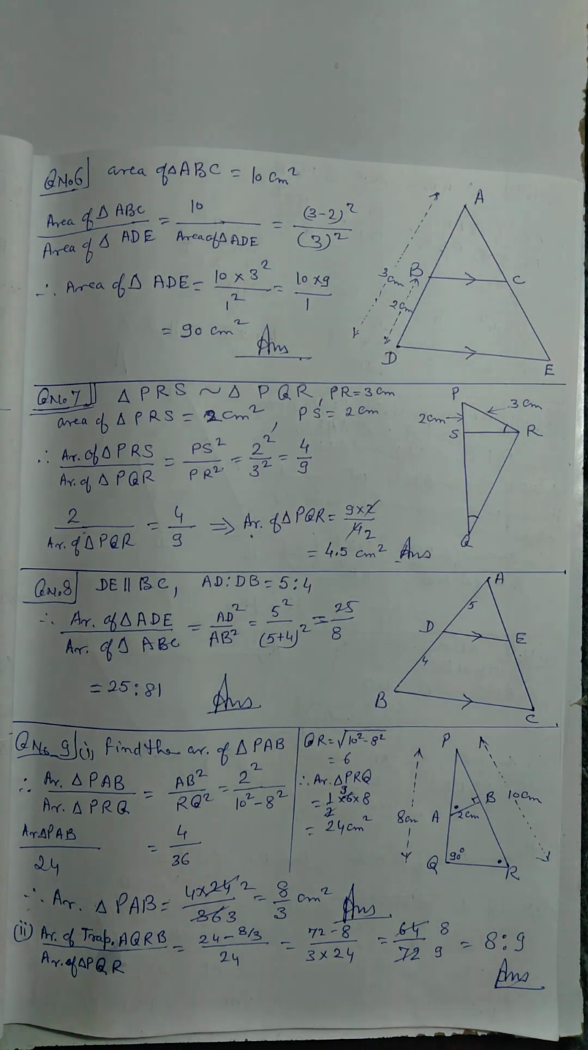ICSE Mathematics Class 10th Chapter 12 Exercise 12D Question number 6. It states that in the figure DE is parallel to BC and AD is equal to 3 centimeter, DB is equal to 2 centimeter and area of the triangle ABC is 10 square centimeter. Find the area of ADE.